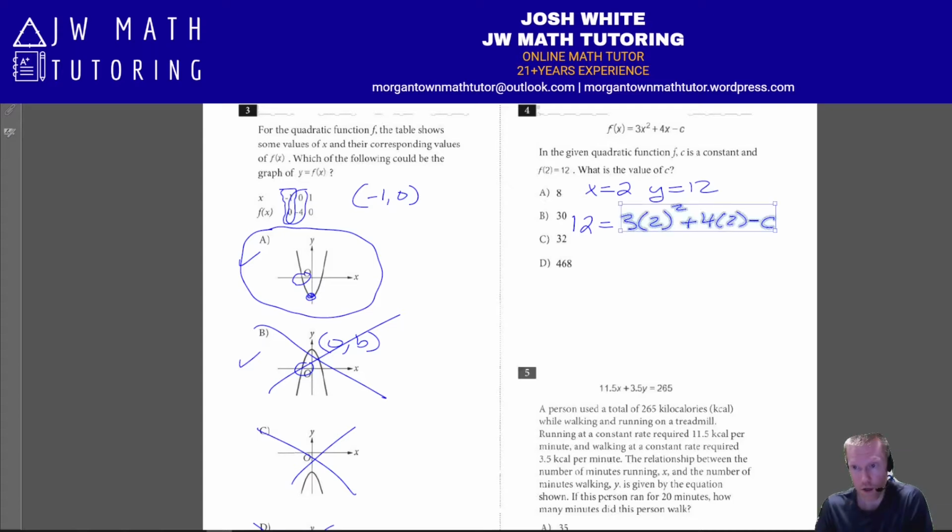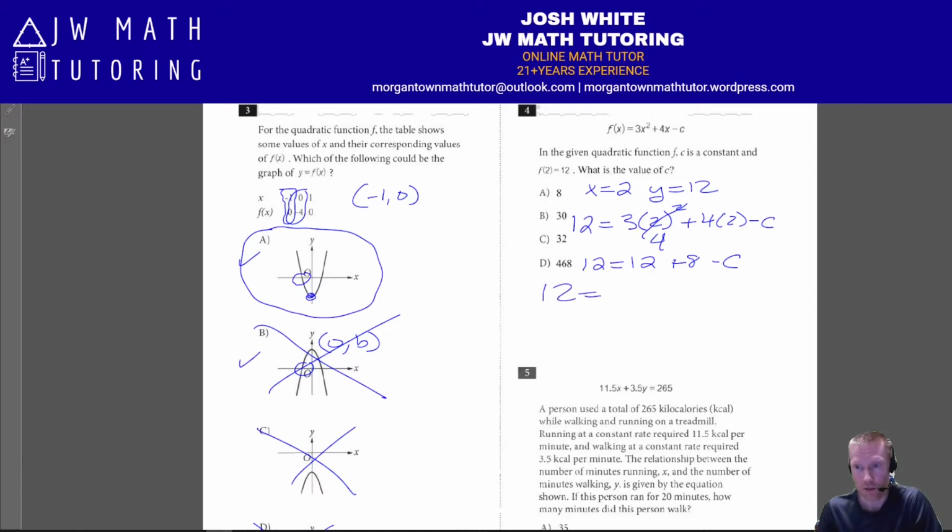So 2 squared is just going to be 4. And now I'm just going to do 3 times 4 to get 12. 4 times 2 gives me 8. Now at this point, you can probably look at it and realize that for this equation to be true, c is going to have to equal 8, because if you plug in an 8 for c, that would cancel out with the 8 at the back, and then you would just have 12 equals 12, which is a true statement.